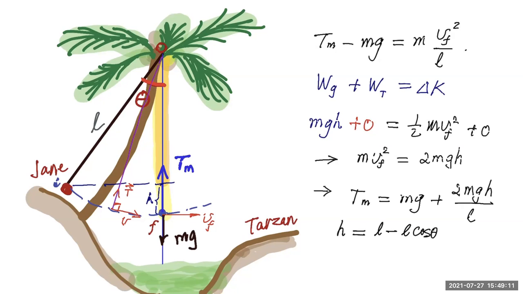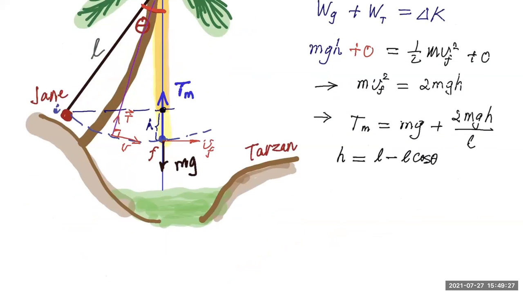Again, L is this whole length from O to the final point, and then you have to subtract the portion between O and this point, okay? And that is L cosine theta. That's why H equals L minus L cosine theta. You plug that in, and you get the final expression for T final. So T maximum.